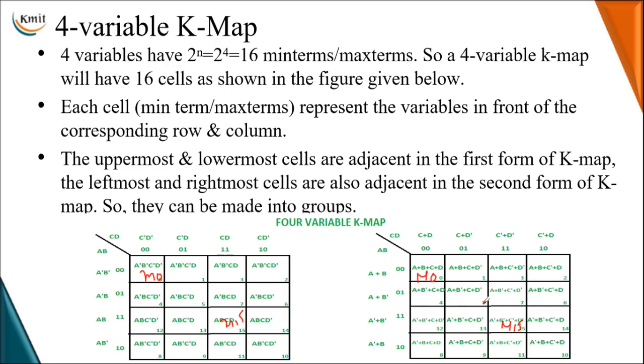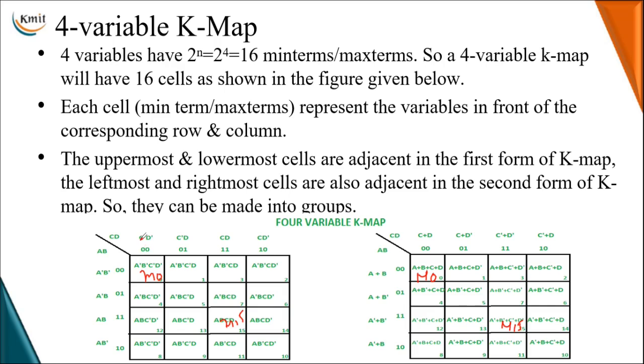Now, as we were discussing, adjacency is nothing but the cell difference. If you have only one bit difference between two cells, then we can say that those two cells are adjacent. Here, when I observe A bar, B bar, C bar, D bar, whereas here A bar, B bar, C bar, D, they differ by only one bit position, hence 0 is adjacent to 1.